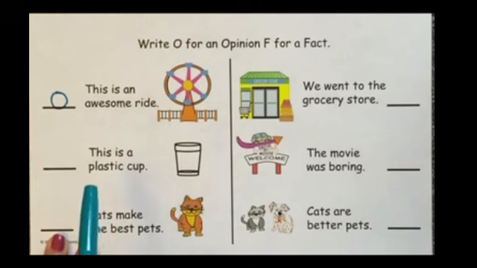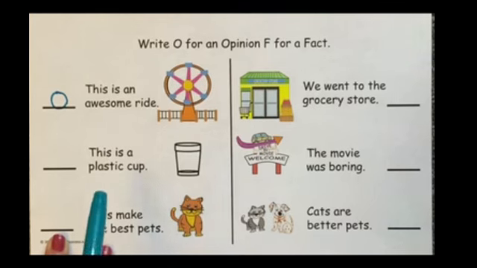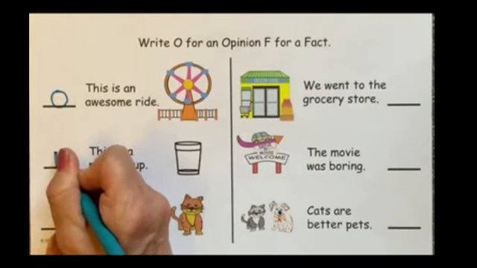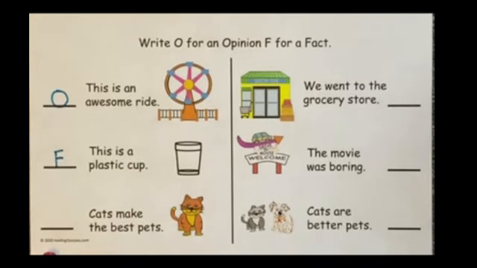The next one says, this is a plastic cup. Our adjective is plastic. It is a material that the cup is made of. It is not styrofoam. It is not glass. It is not paper. It is a plastic cup. So that is a fact because we can see it. We can identify the material. Let's go to our next one.